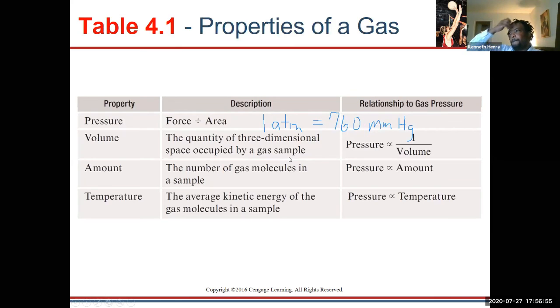Okay, so we can actually establish a relationship between gas pressure and volume, right? Gas pressure and volume are inversely proportional to each other, meaning that as pressure goes up, volume will go down. So what do I mean by that? As pressure goes up, my volume is going to decrease. And as volume goes up, the bigger your volume gets, your pressure decreases.